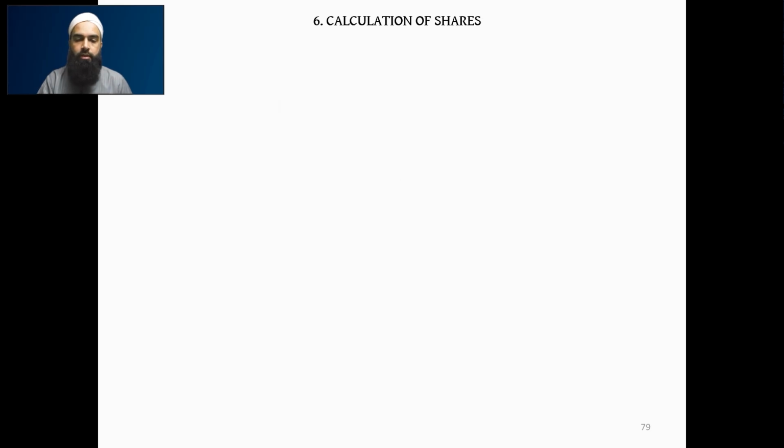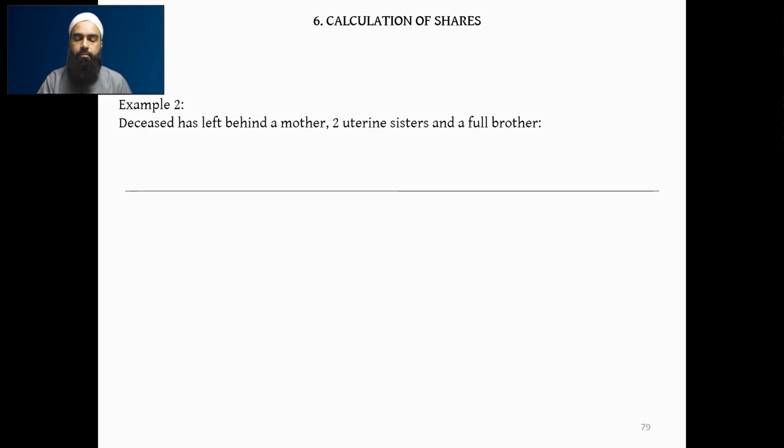Let's just do another example to make sure that we've understood. Example 2: the deceased has left behind a mother, 2 uterine sisters, and a full brother. So we write them down: mother, 2 uterine sisters, full brother. Mother gets 1/6 because there are 2 or more siblings. 2 uterine sisters get 1/3 because there are 2 of them, and a full brother becomes the asaba, the agnatic shareholder.